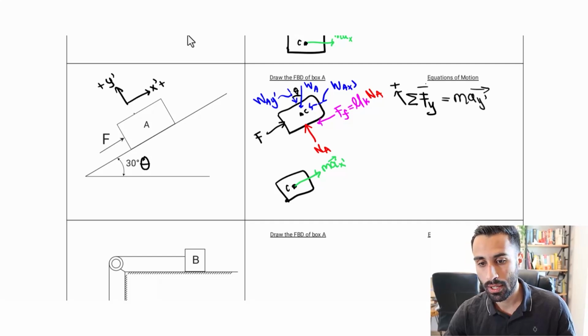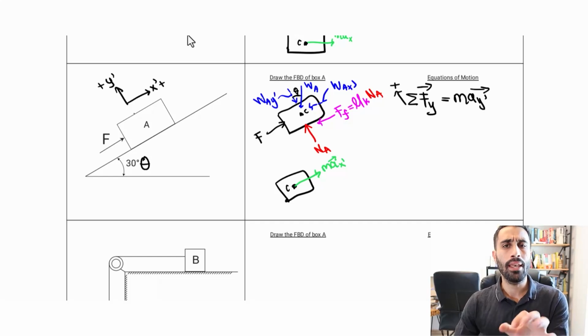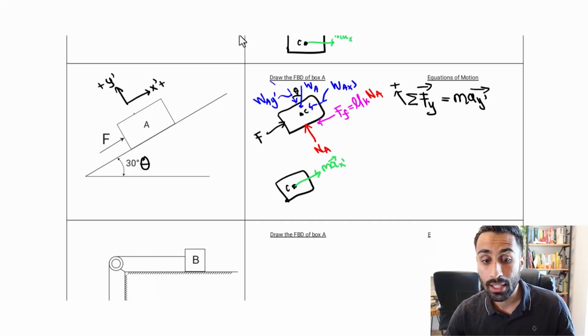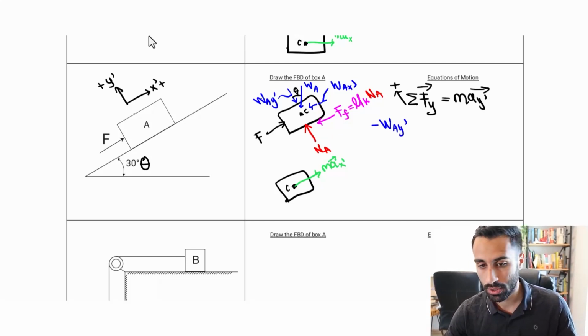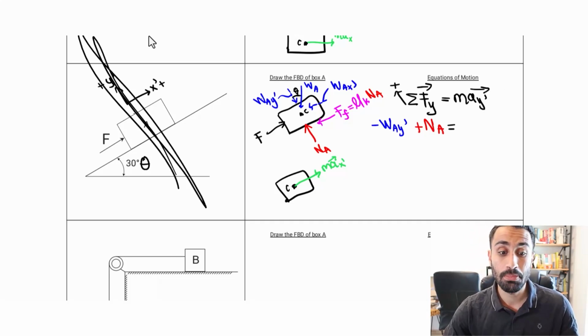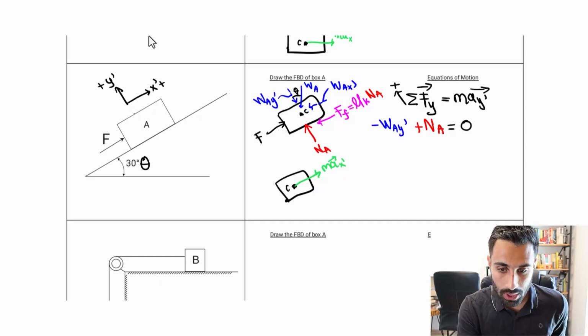They're vectors. Now with that, we do the forces. So this is W_A y prime, so that would be negative because it goes that way. Negative W_A y prime. Then we do the N_A, the normal force at A, so that's going to be positive N_A. And that equals mass times acceleration in the y, but this is 0 because we have no acceleration in the y. This block is not moving in that direction. So that would be 0. So we're done with that.